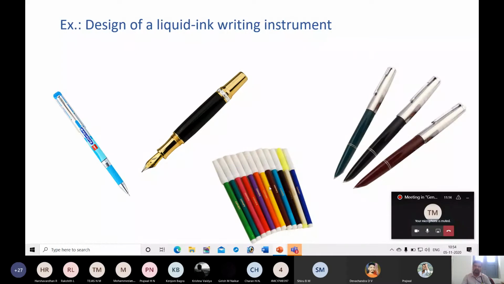So in these pens there are different types of ink reservoir. Here it is a refill which is replaceable. Then here it is a rigid tube.